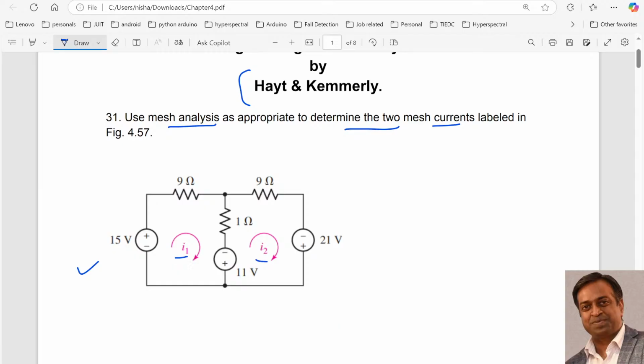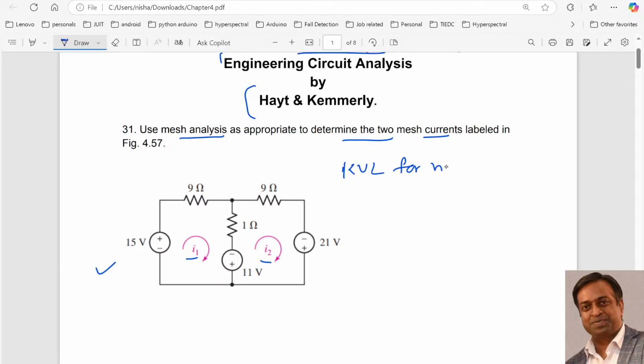We know that in mesh analysis, first of all we need to write the KVL equation for the two meshes. So we will start writing KVL for mesh I1. If I start from here, let me take the convention that if the polarity is changing from minus to plus, then I will take the sign as negative, and if it is changing from plus to minus, then I will take it as positive.